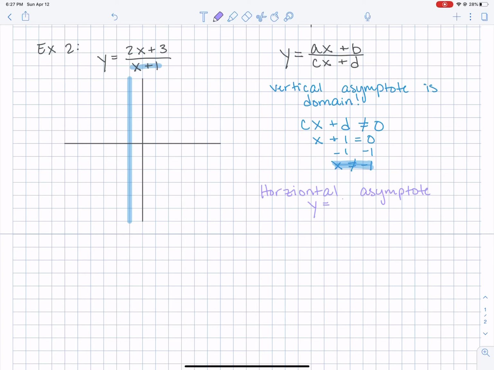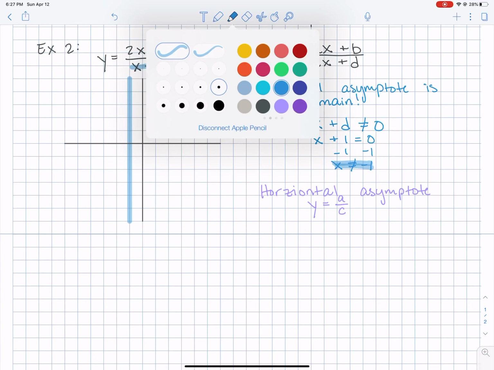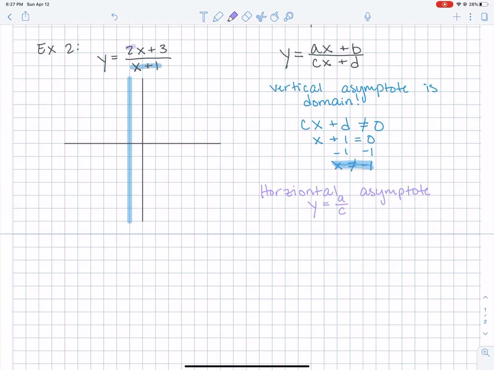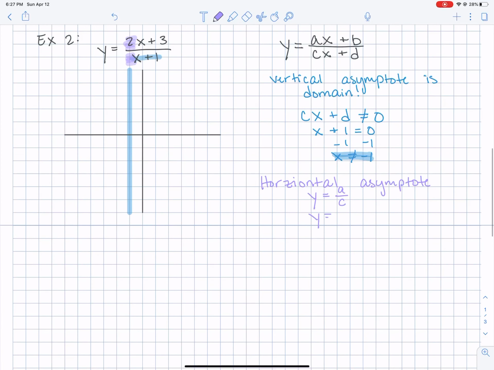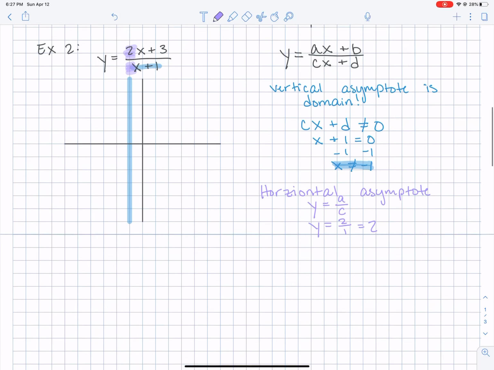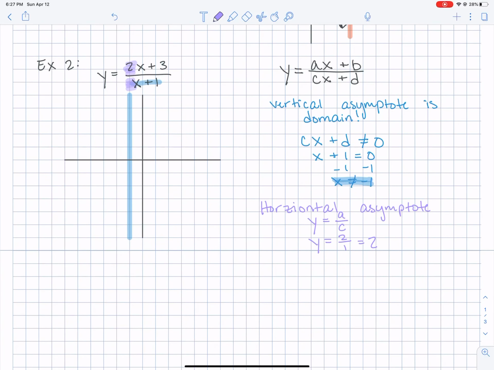It says y is equal to a over c. So for us on this one, we have to take 2 over, and c for us is 1. So y is equal to 2 over 1, also known as y is equal to 2. And I'm going to go ahead and graph that on our graph here.